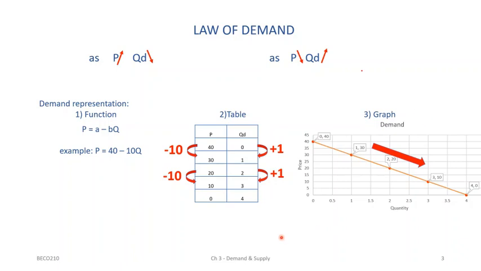So the law of demand clearly states that whenever P increases, quantity demanded decreases. And whenever P decreases, quantity demanded increases. A negative relation between P and Q. This negative relation is shown along this demand line. Q increases, P decreases.